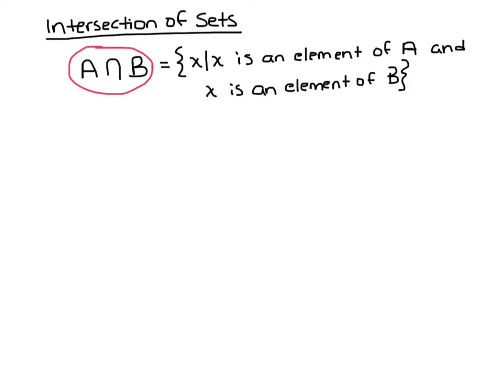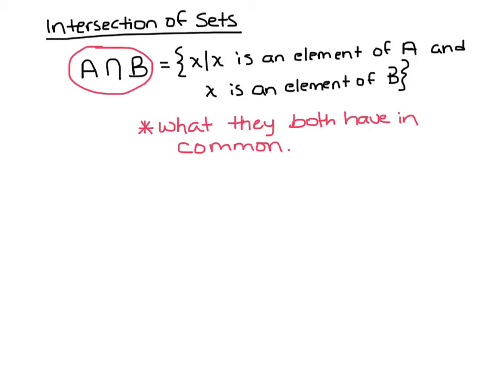So the intersection of A and B is the set of any values x such that x is an element of A and x is an element of B. So in other words, the intersection is the set of everything that they have in common. Okay, so in order for some value x to be in the set of the intersection, it has to be in A and it has to be in B.